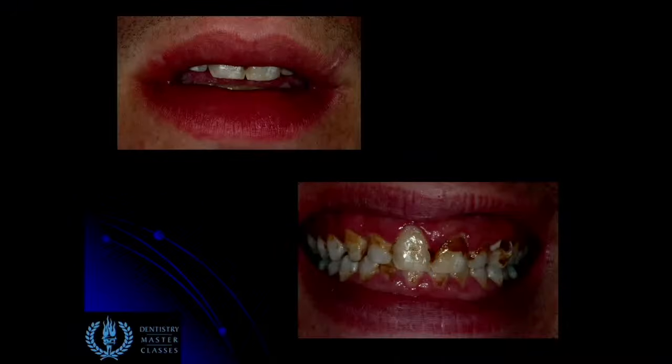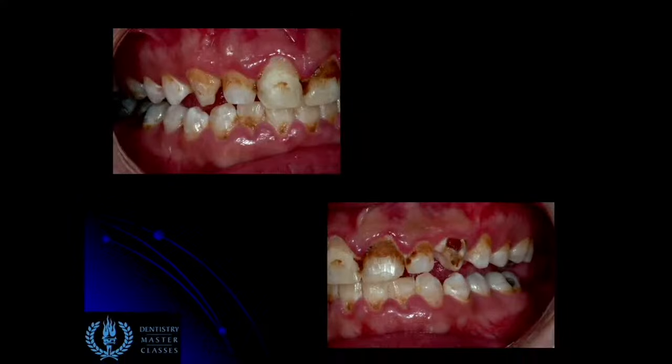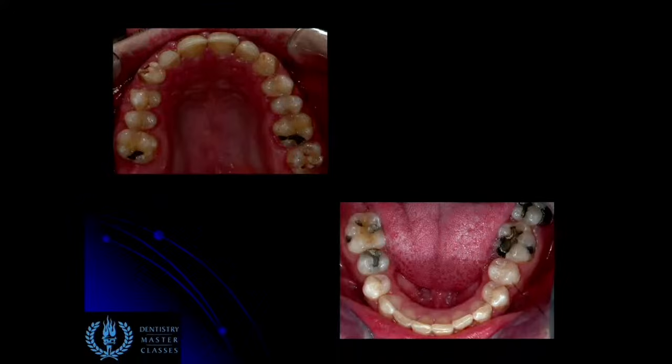So they flew down, and he had decay all over the place, just bad habits. All between the back teeth. So he is a full mouth reconstruction if you want to save the teeth.